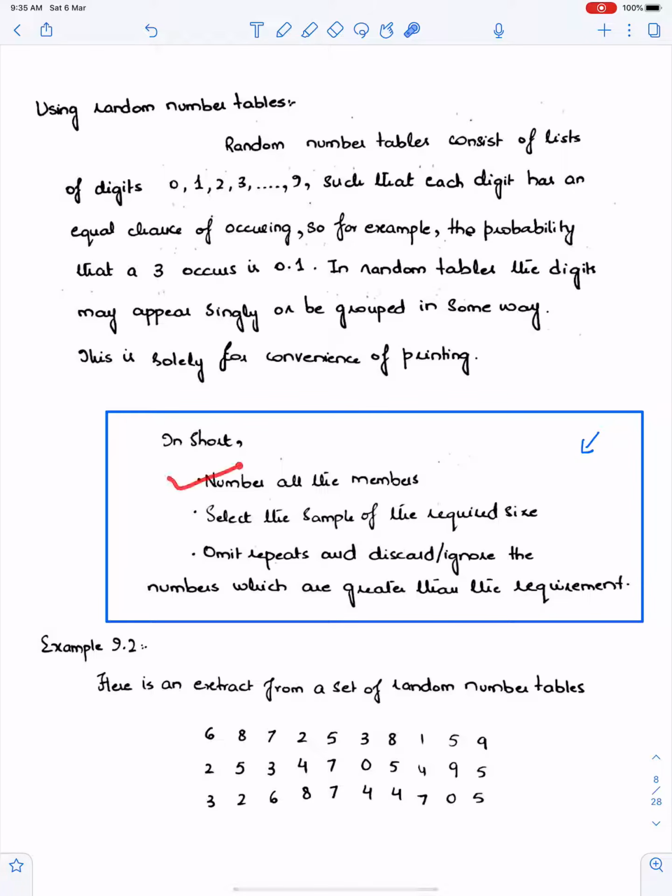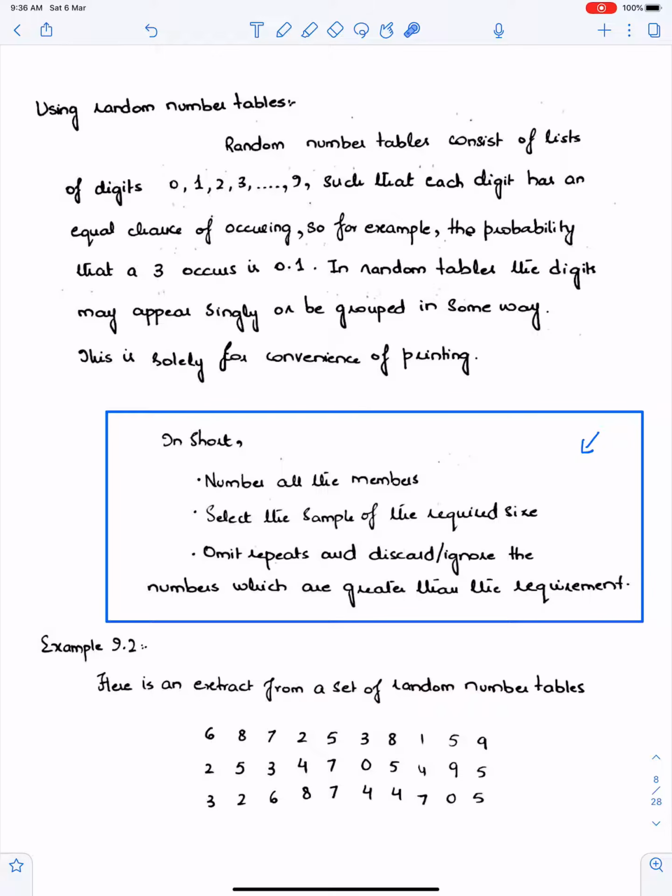Number one, number all the members. Number two, select the sample of the required size. Number three, omit repeats and discard the numbers which are greater than the requirement. Learn these three steps because you will find this type of question in past papers.